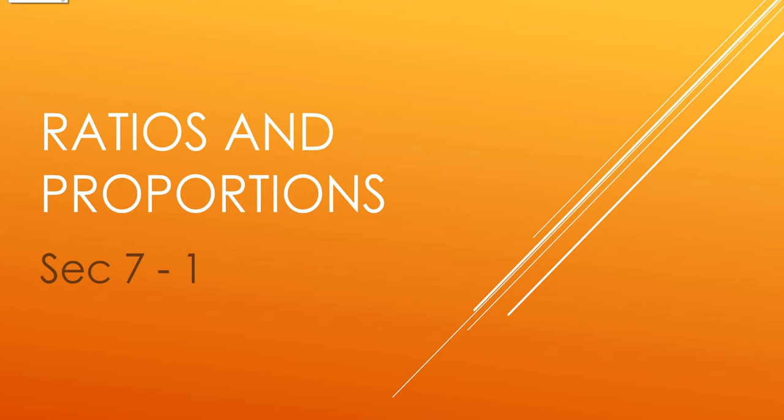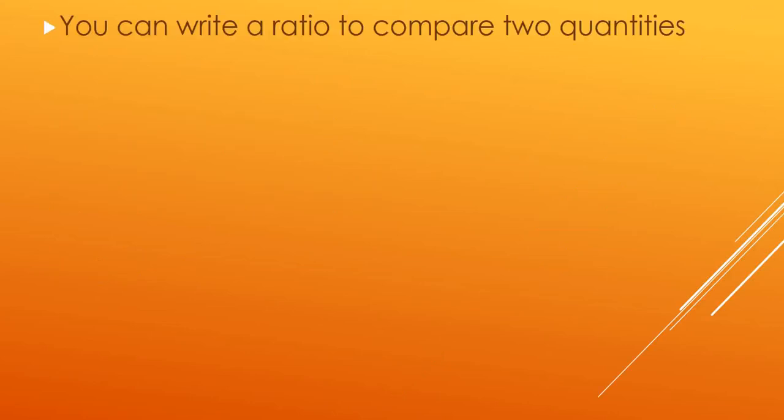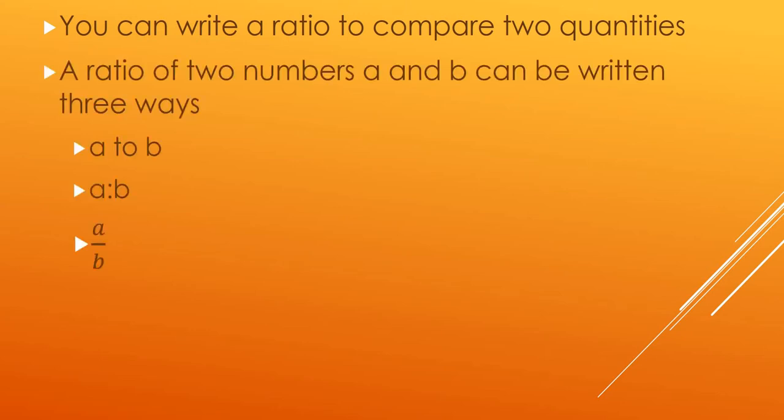Section 7.1 is ratios and proportions, and this should be a review of material that we did in algebra, so let's go ahead and look at it together. Okay, you can write a ratio to compare two quantities. There are three ways that we normally write ratios.